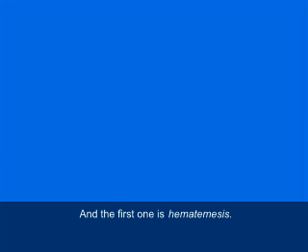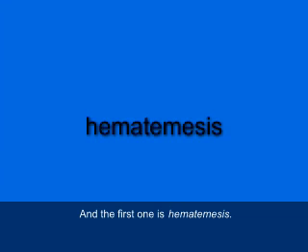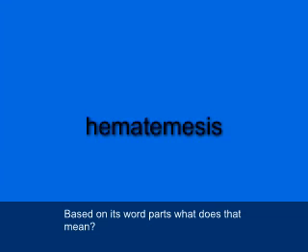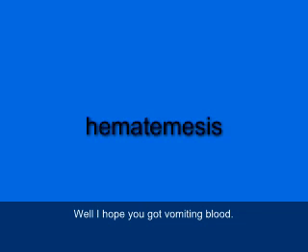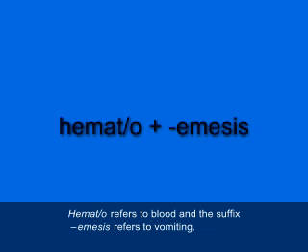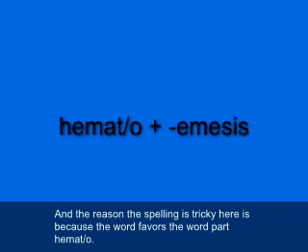And the first one is hematemesis. Based on its word parts, what does that mean? Well, I hope you got vomiting blood. Hemat/o refers to blood, and the suffix emesis refers to vomiting. And the reason the spelling is tricky here is it's important to notice that this term favors the word part hemat/o.